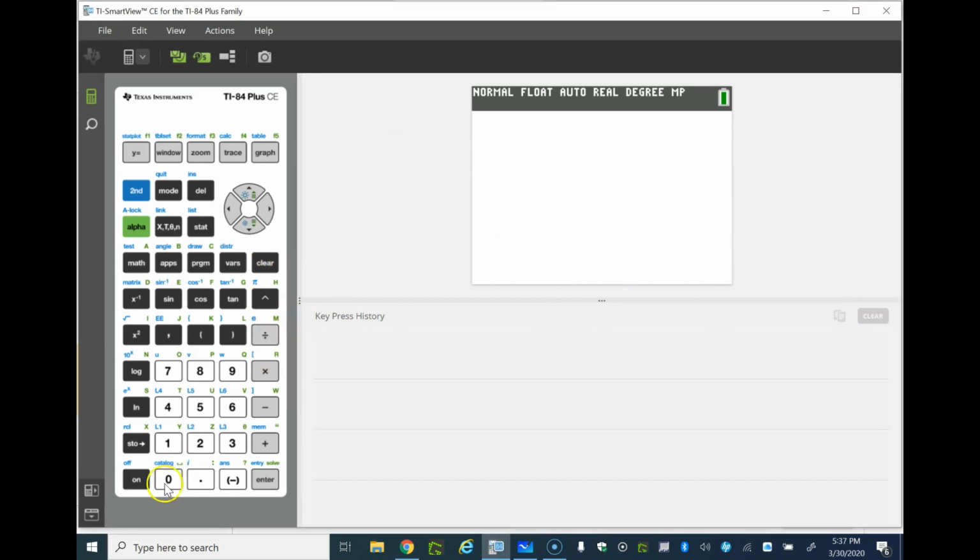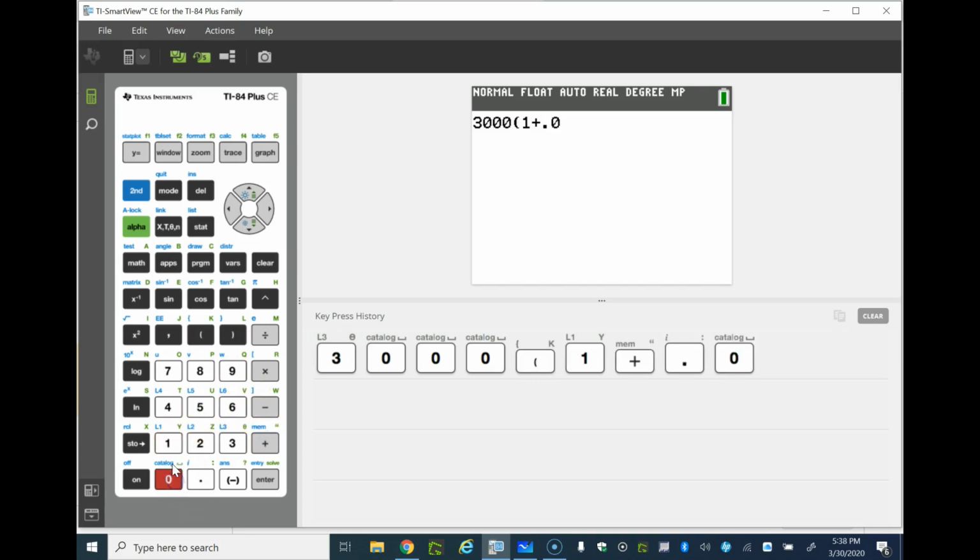So if you're looking to put the whole thing in there, we have to use some parentheses. So we have 3,000, parentheses, 1 plus 0.018 divided by 12. And remember, you can use the alpha and then this part of the y equals to put this as a fraction. It does not matter. Now we're going to raise it. This is our raise button.